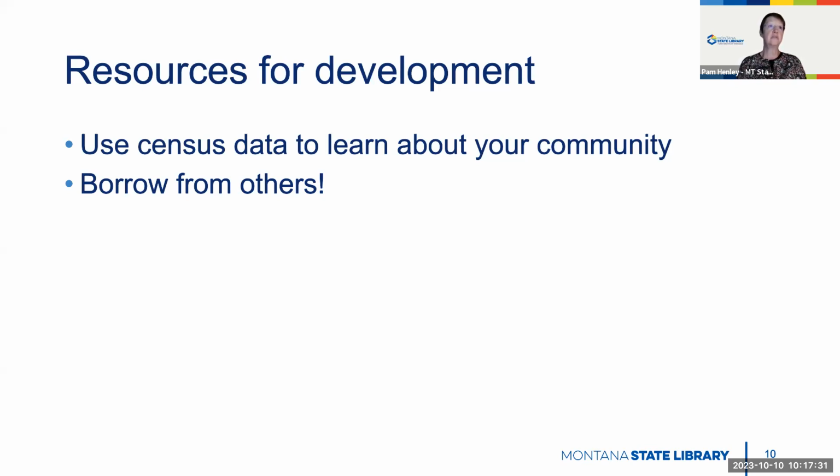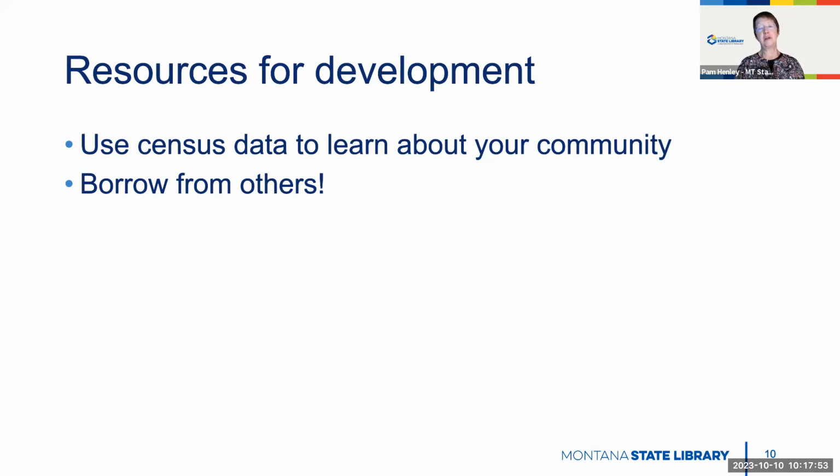So the census data is very useful. And I think everybody in the library world knows this, but certainly you want to look around and just borrow from other people. If you look around on other library sites and you find something that sounds pretty good, you can adapt it for your library. And we do that all the time. We call it sharing. And that works really well.